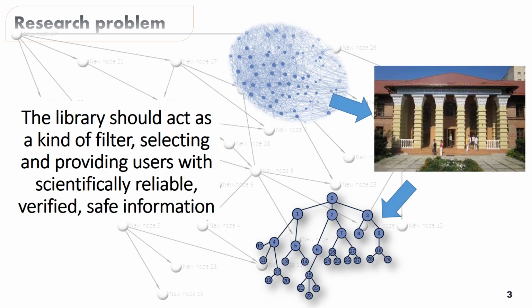As a result, digital libraries have responded to the increasing information needs of users. The library should act as a kind of filter, selecting and providing users with scientifically reliable, verified, safe information, and ensure maximum pertinence of data received in response to user requests.